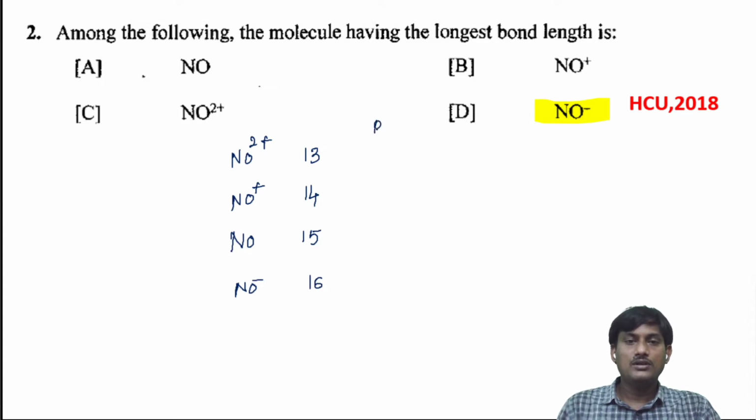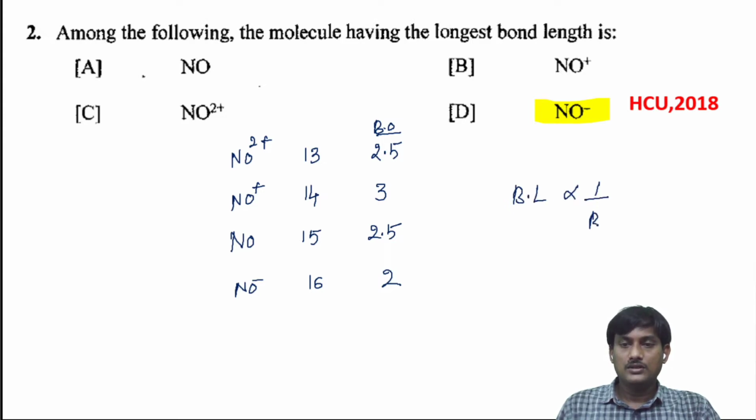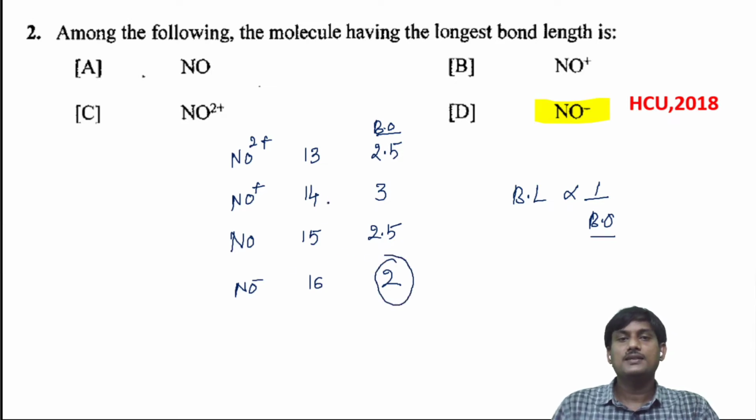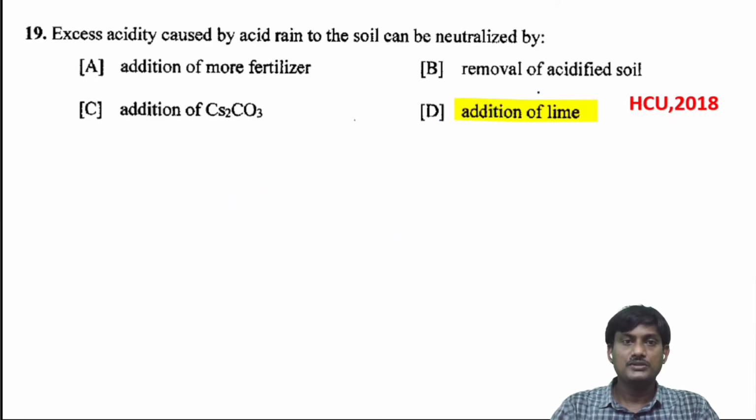We know the bond order for the molecule which has 14 electrons will be 3, and for 16 electrons, the bond order is 2. So for 15, it is in between 3 and 2, 2.5. And for 13, it is also 2.5. You know that bond length is inversely proportional to bond order. As the bond order increases, it means the number of bonds between two atoms increases, and the bond length decreases. NO minus has less bond order, so it has the longest bond length. So what is the correct option? NO minus is the correct option.